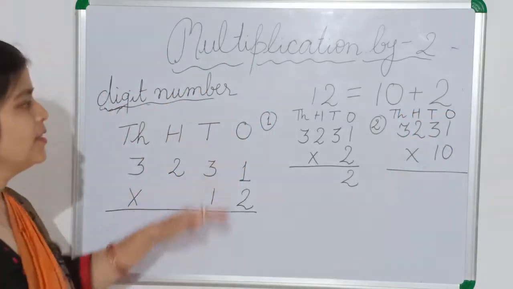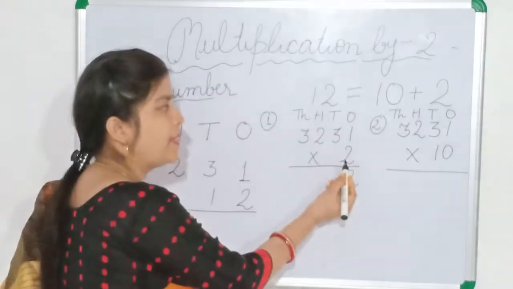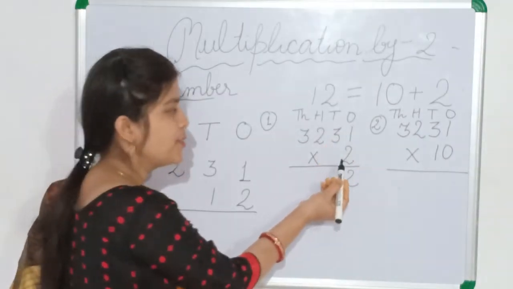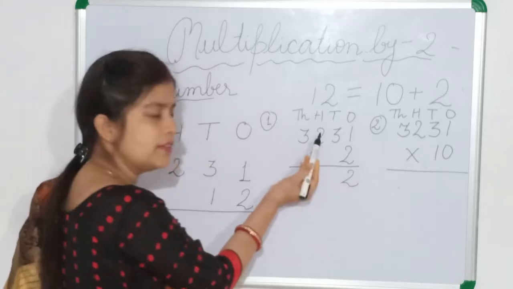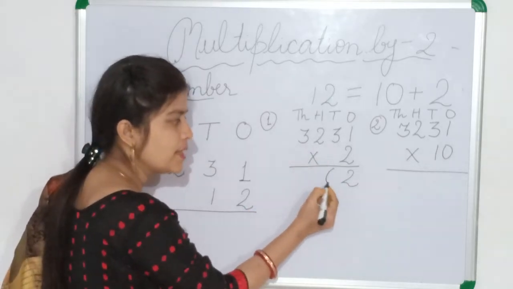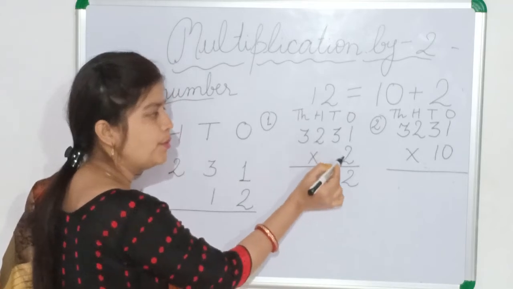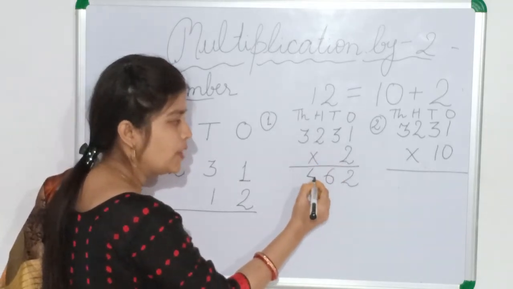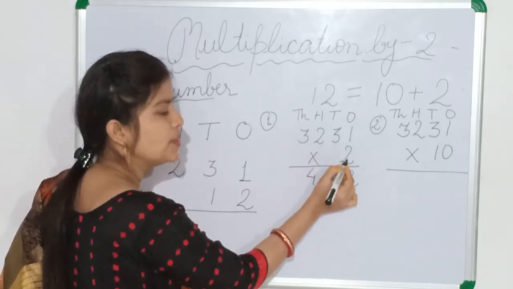Okay. So first we will multiply the number which is in ones place. So 2 ones are 2. Then with the tens place I will multiply, 3 twos are 6. Then 2 twos are 4. And then 3 twos are 6.